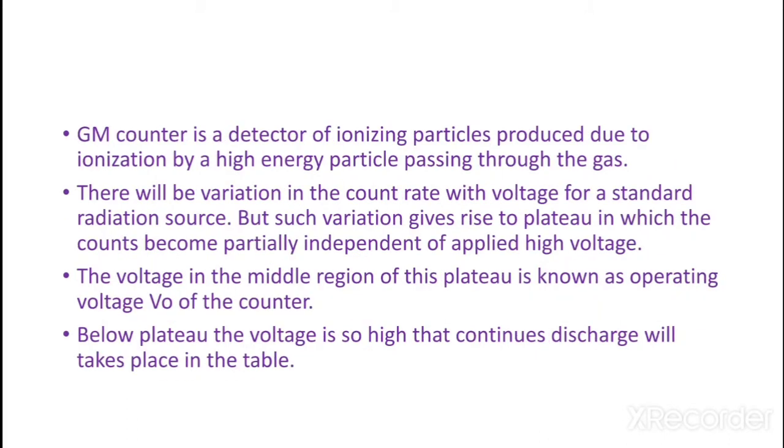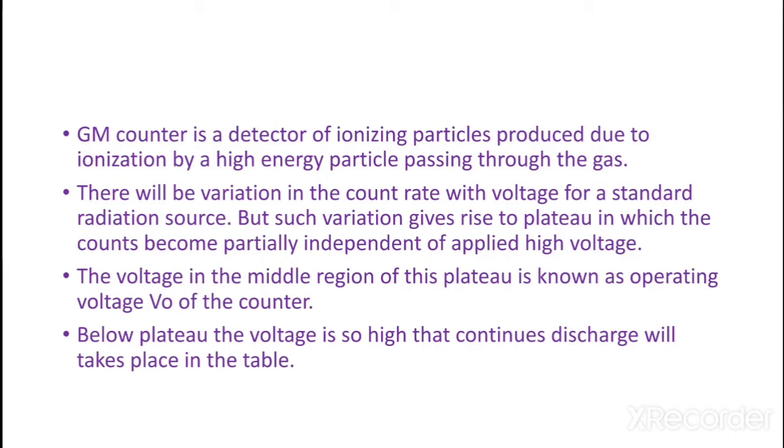GM counter is a detector of ionizing particles produced due to ionization by a high energy particle passing through the gas. There will be a variation in the count rate with voltage for a standard radiation source. But such variation gives rise to a plateau in which the count becomes partially independent of applied high voltage. The voltage in the middle region of this plateau is known as the operating voltage V0 of the counter.